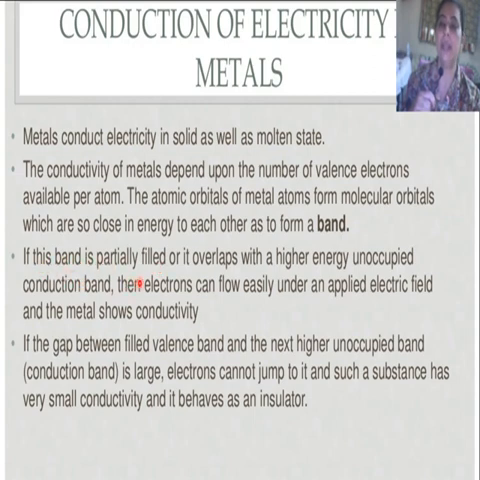If this band is partially filled or it overlaps with a higher energy unoccupied conduction band, then electrons can flow easily under an applied electric field and the metal shows conductivity. If the gap between the filled valence band and the next higher unoccupied band is large, electrons cannot jump to it, and such a substance has a very small conductivity and behaves as an insulator.